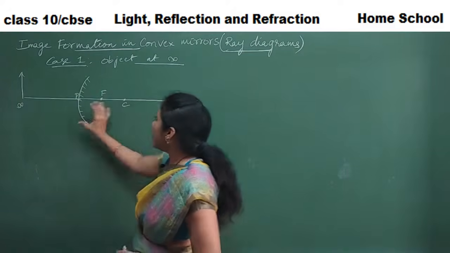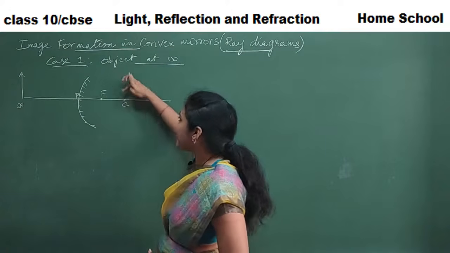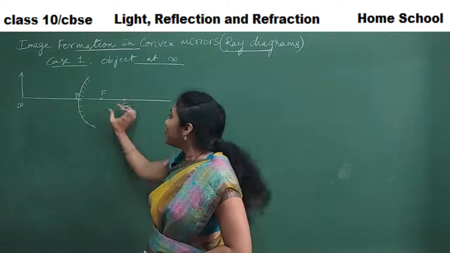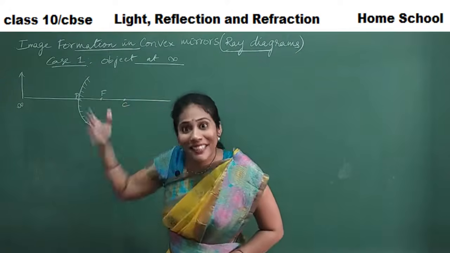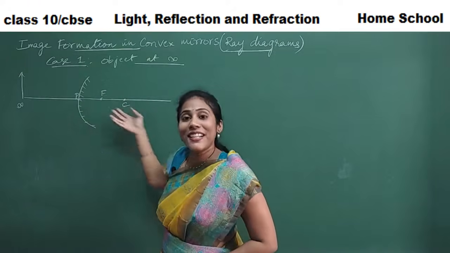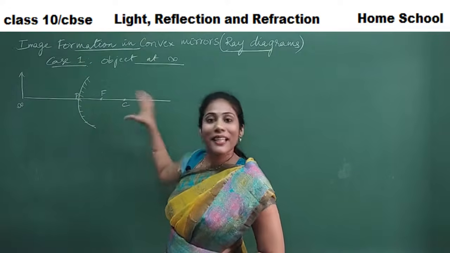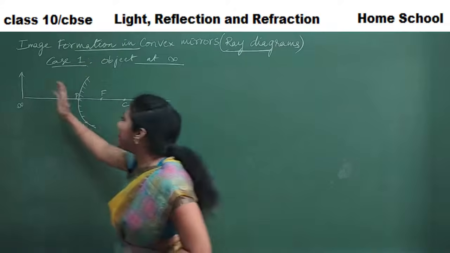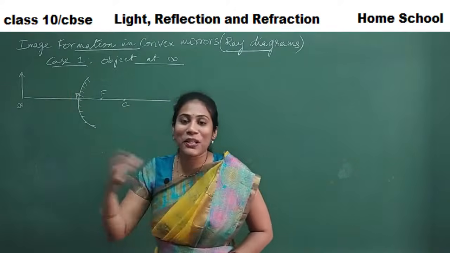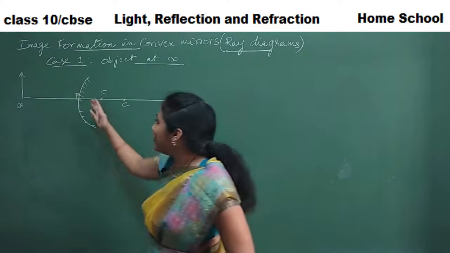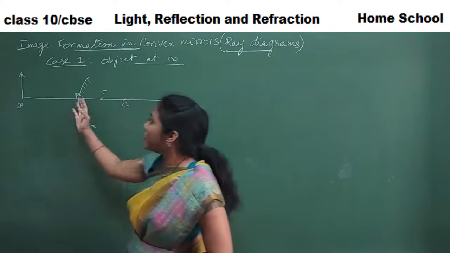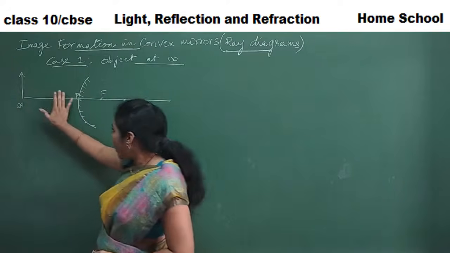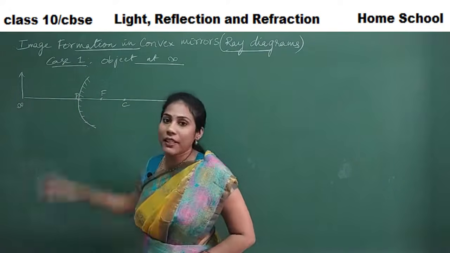You don't have so many options like if you keep an object at C, what happens? If you keep it at F, what happens? No, you can't do that because F and C are imaginary here. F and C are behind the mirror. You can't keep the object behind the mirror. When you keep it in front only, the image formation takes place, right? So in front, you don't have these things. You just have 2 options: one is keeping it far away or keeping it near to the mirror.